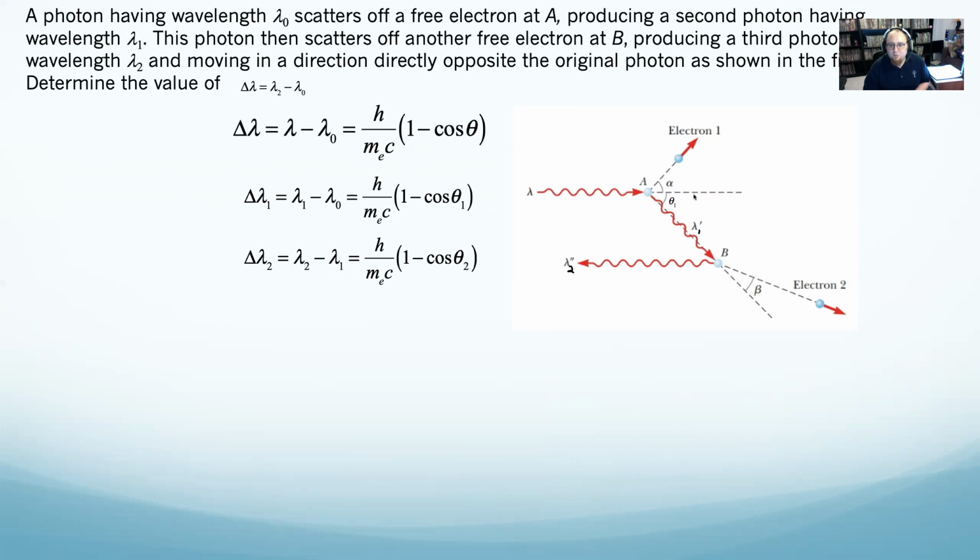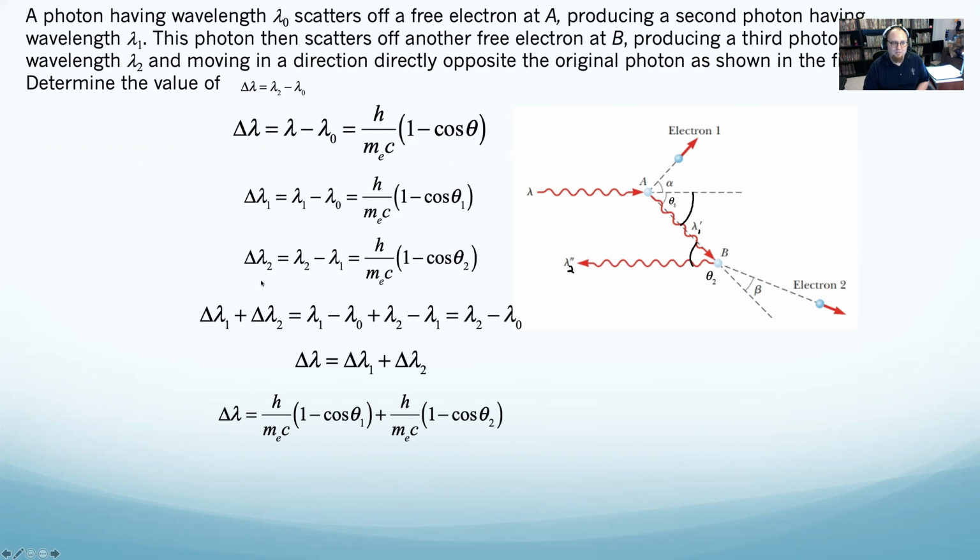The angle for the first one is theta 1. The angle for the second one is some angle, theta 2, which I haven't solved for yet. The total shift is this shift plus the second shift: lambda 1 minus lambda naught plus lambda 2 minus lambda 1. My lambda 1s cancel out, and I get what I'm looking for. So I'm going to have to do shift 1 and shift 2 and add them together to get what this problem asks for. So it would be as follows.